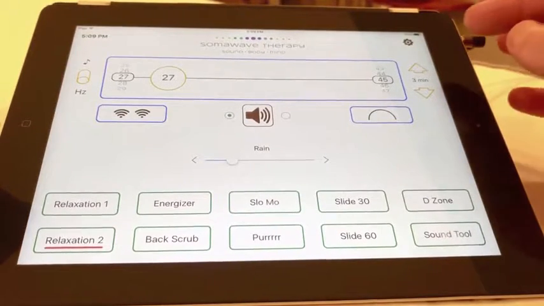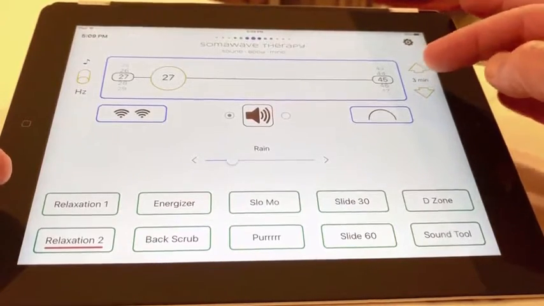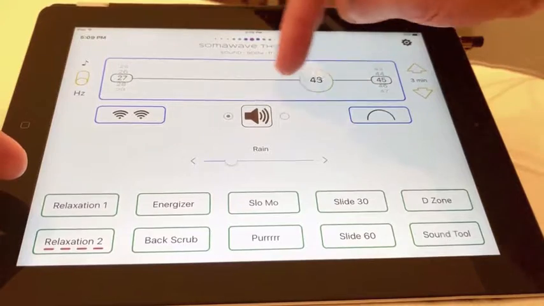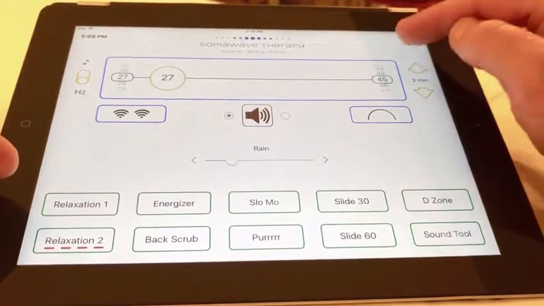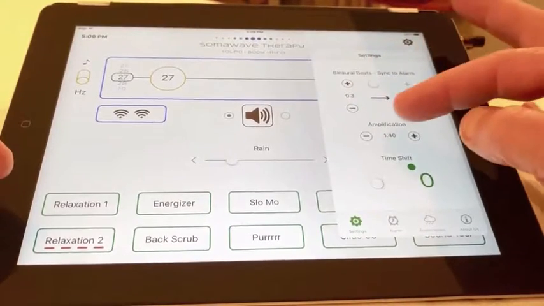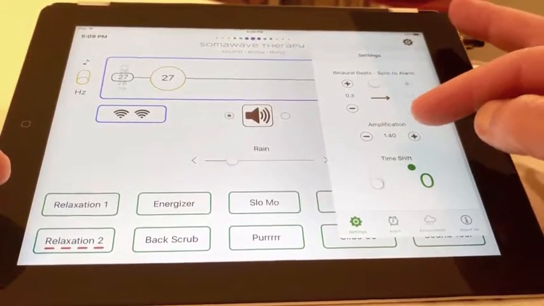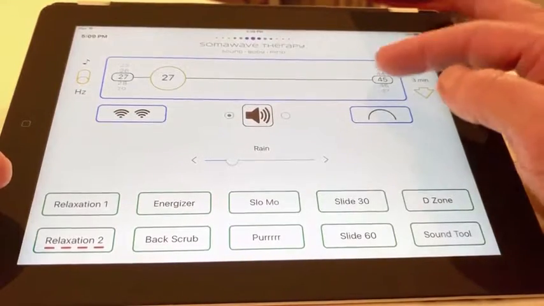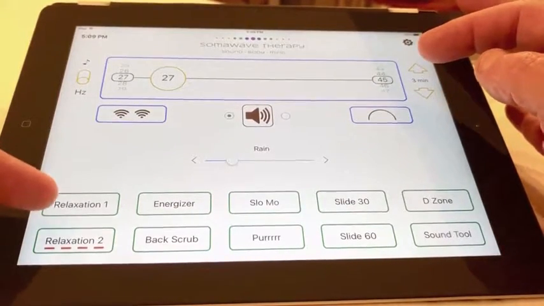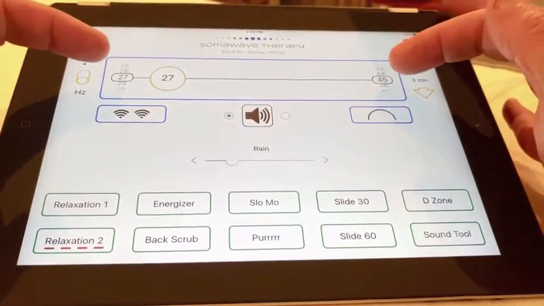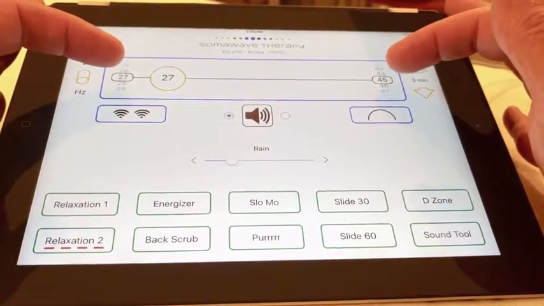A 3-minute cycle, so it's a little bit faster. 1.5 minutes up and 1.5 minutes down for a 3-minute cycle. Still 0.3 on the binaural beats, but amplification is bumped now up to 1.4 or 140. And I didn't mention this on the relaxation 1, but we have a wider frequency range, 27 to 45.